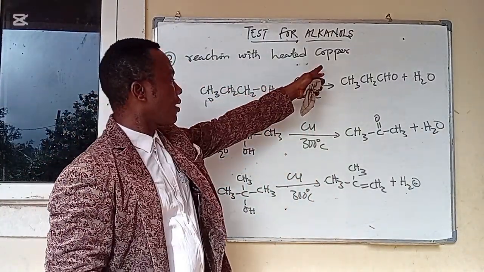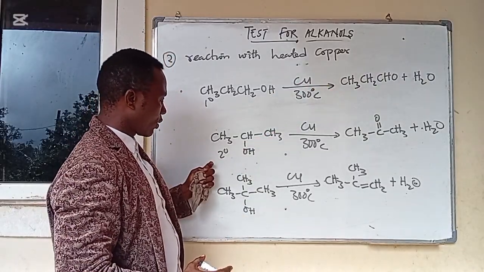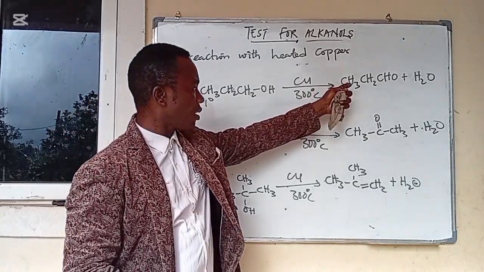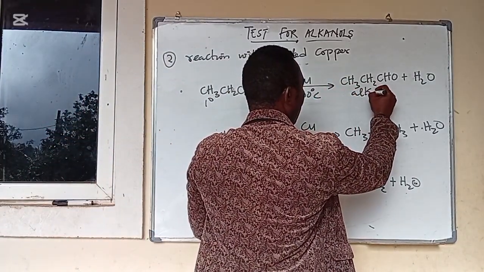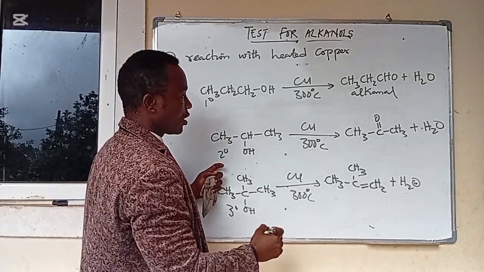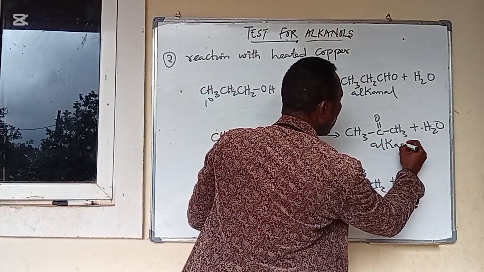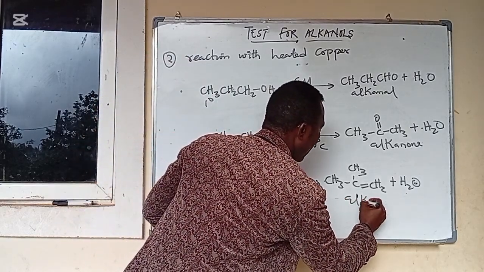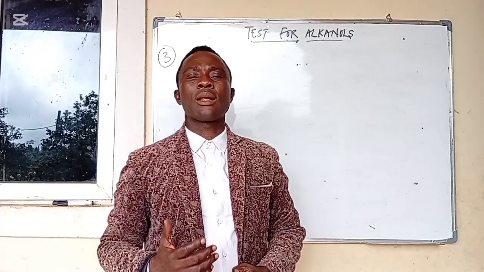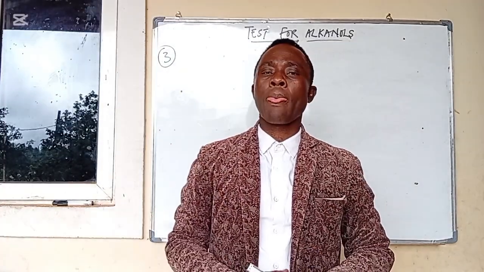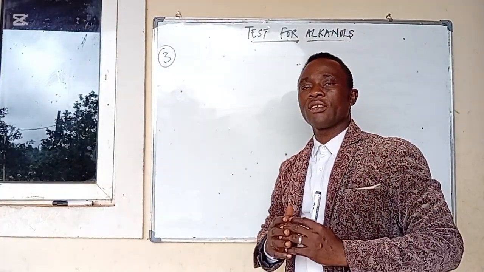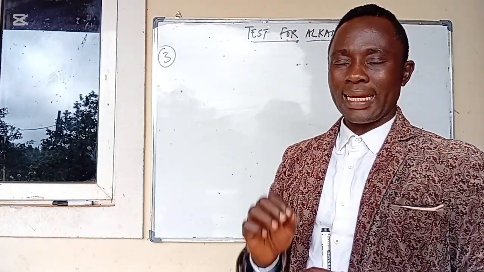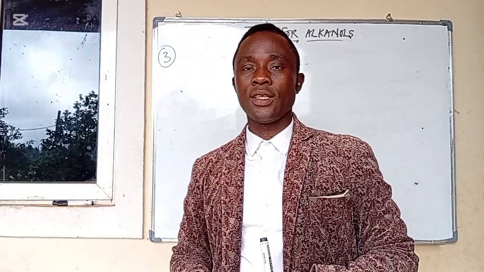So don't forget, anytime you react heated copper with primary, secondary, and tertiary alkanols, the primary will give you alkanal, the secondary will give you alkanone, while the tertiary will give you alkene. Now another test we can use to differentiate between primary, secondary, and tertiary alkanols is an oxidizing agent, like KMnO4, which is an oxidizing agent.